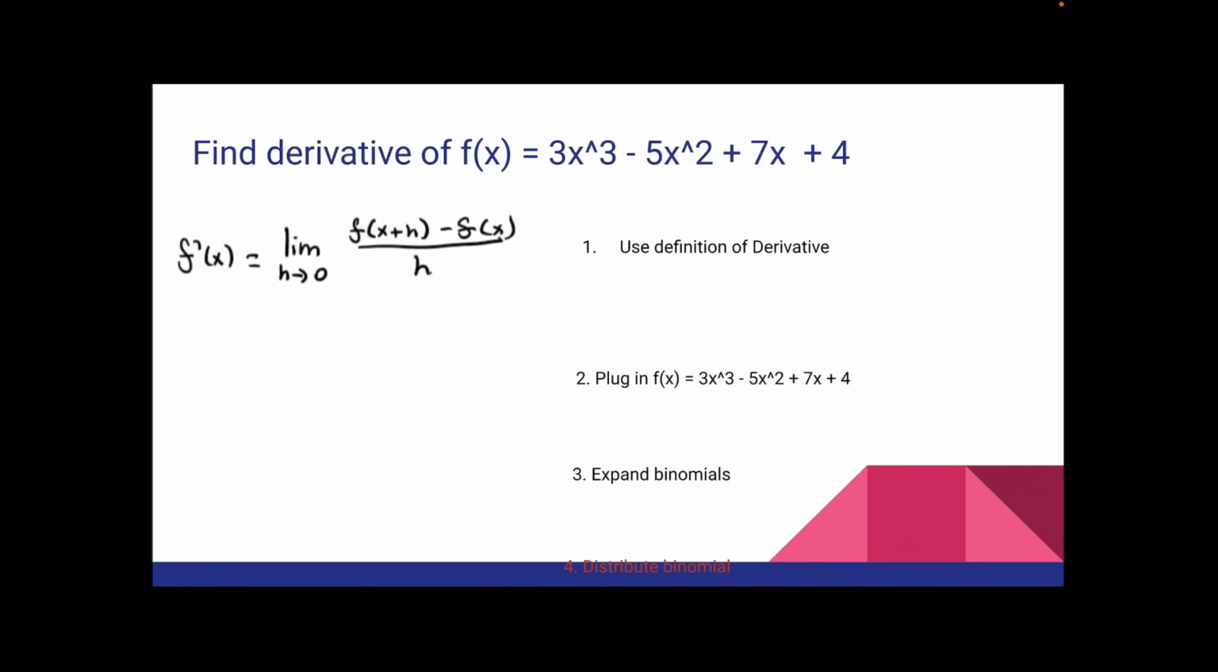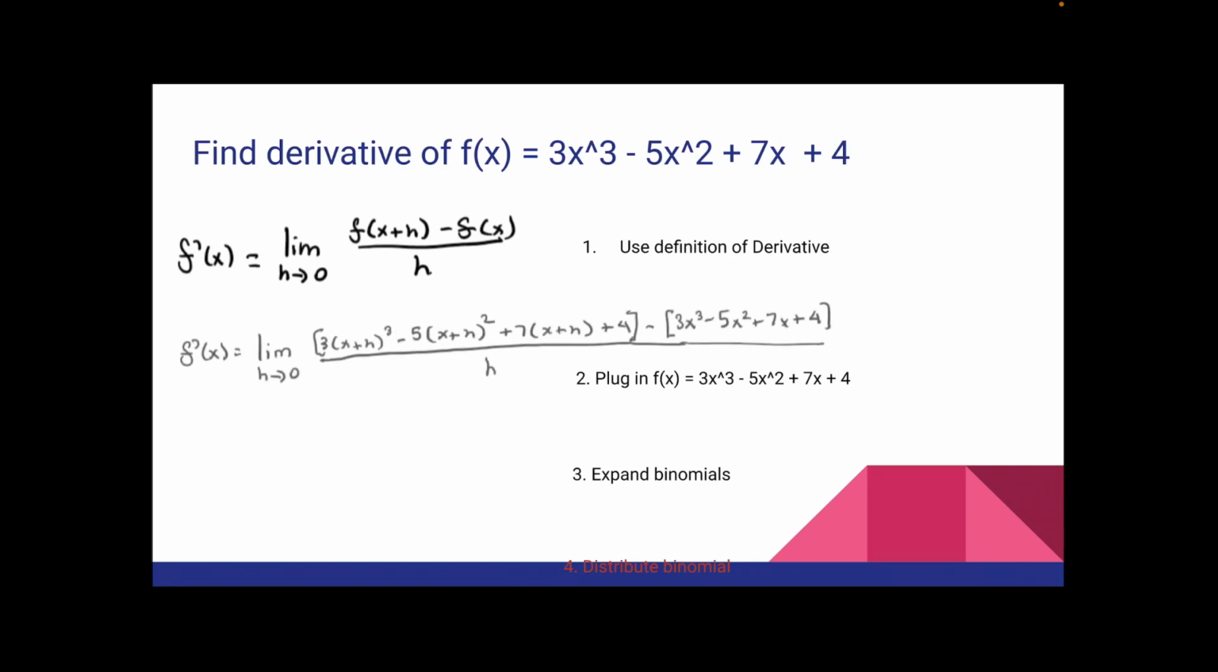The first step is to just use the definition and to plug in our function f of x. We're just following what the definition says, and we're composing x plus h into our function, and then subtracting f of x from it and dividing by h. So we end up with 3 times x plus h cubed minus 5 times x plus h squared plus 7 times x plus h plus 4 minus quantity 3x cubed minus 5x squared plus 7x plus 4 all over h.